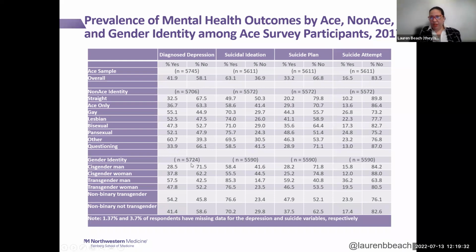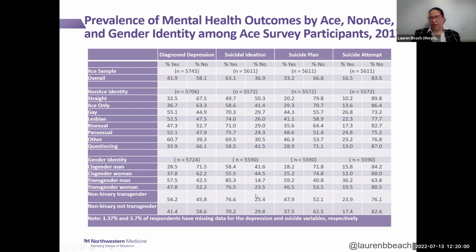And then if you look at the intersections, everyone in the study is ace in some way, so you're looking at this ace population at the intersections with gender identity. Gender identity was constructed in six categories: cisgender man, cisgender woman, transgender man, transgender woman, non-binary transgender, and non-binary people who don't identify as transgender. This was based on merging two questions together to create this construct, which Dylan will talk about in much more depth in her lecture.